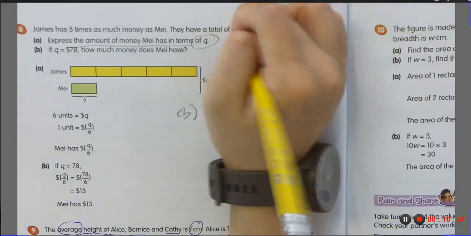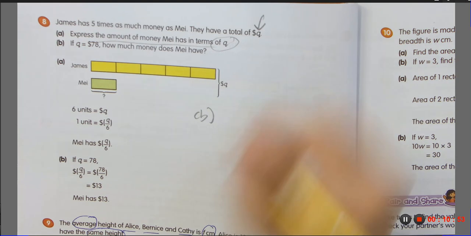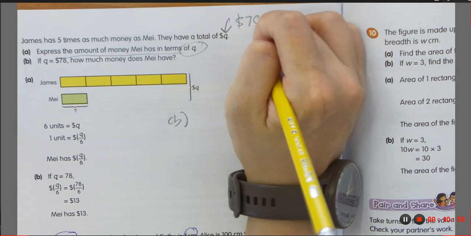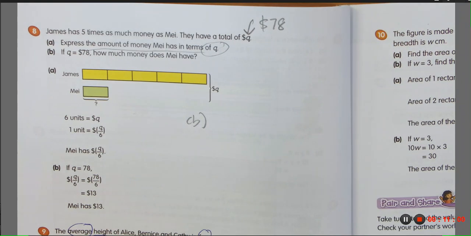Look at it now. Imagine I put this in Q. What is Q? 78. Thank you, Captain. If you read the question again, James has 5 times as much money as me. They have a total of $78. Do you think the question is difficult or easy? Easy. Because the number is given now. You understand what I'm saying?